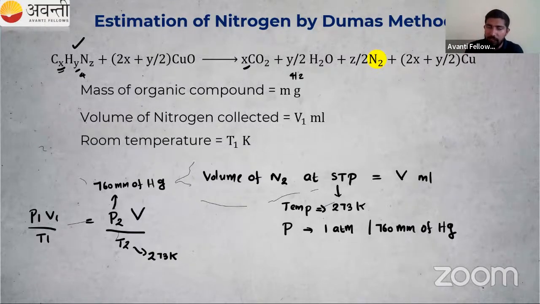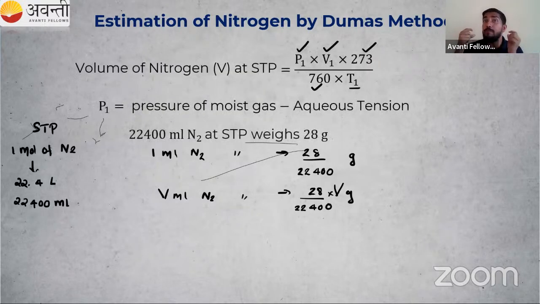Then again the equation: P1 V1 divided by T1 is equal to P2 V divided by T2. So we are converting it into the volume of nitrogen at STP, that is V ml. At STP, temperature 273 and pressure 760 mm of Hg. Then calculate the value of capital V. So we got the volume of nitrogen. Based on basic concept, 1 mole occupies 22.4 liter at STP. Then V ml of nitrogen weighs 28 divided by 22,400 into volume.